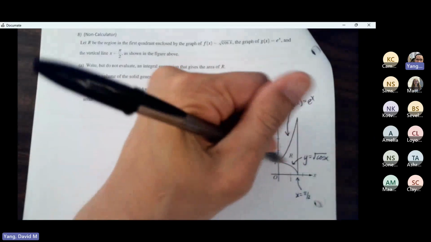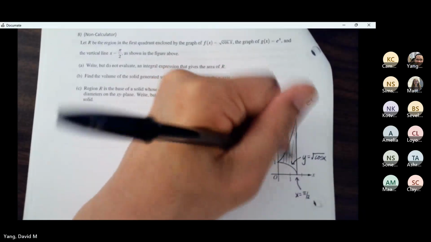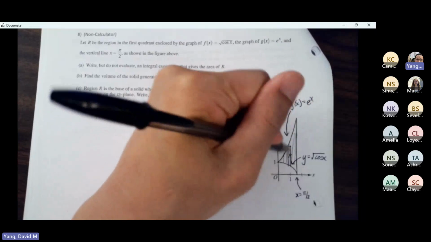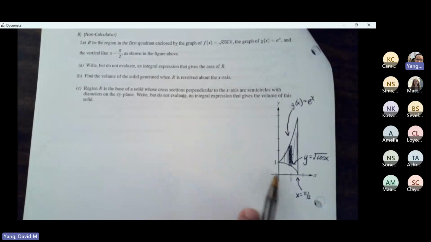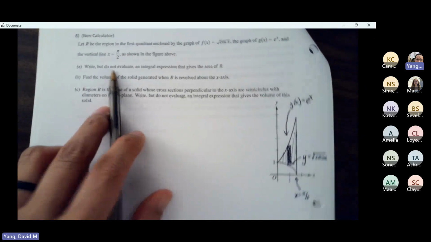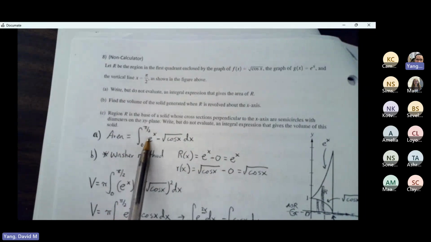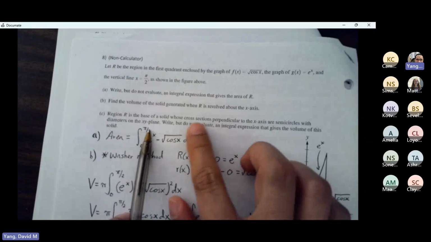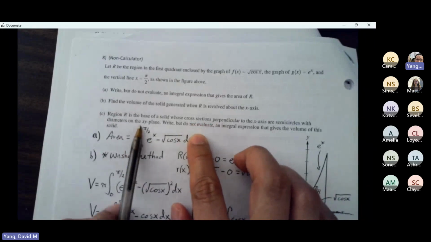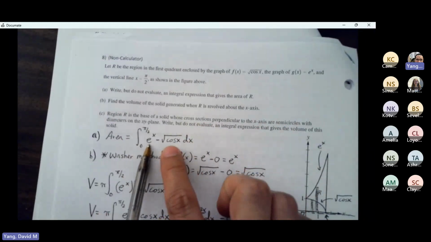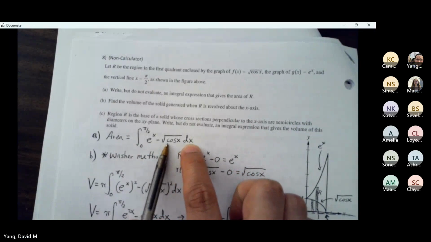So R is just top minus bottom. So the top is the e to the x. The bottom is the curve, root cosine x. So that's nice. You just have to write it, but not evaluate it. So you just have to set up that integral here. So from 0 to pi over 2, top graph minus bottom graph, and that's it. So for area, we don't put any square, we don't put pi. That's for volume, right? So area is just top minus bottom, dx.